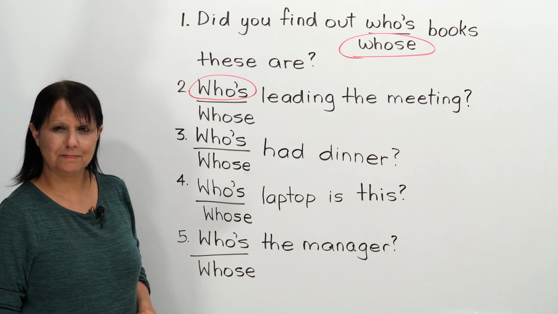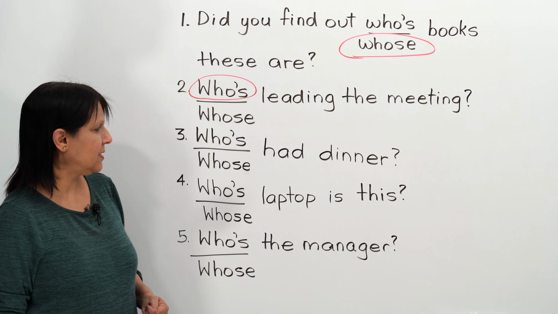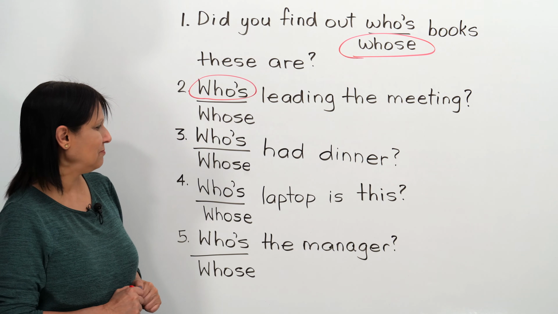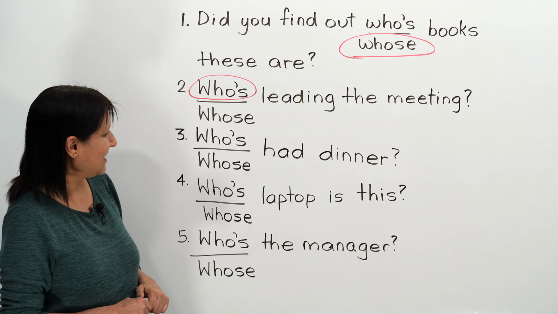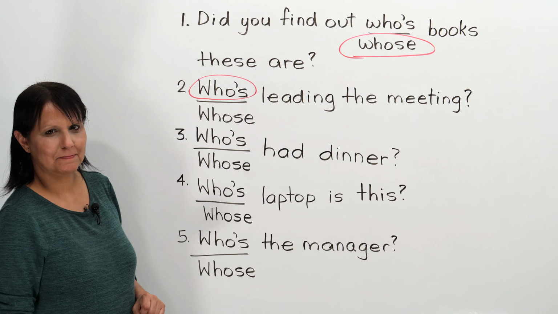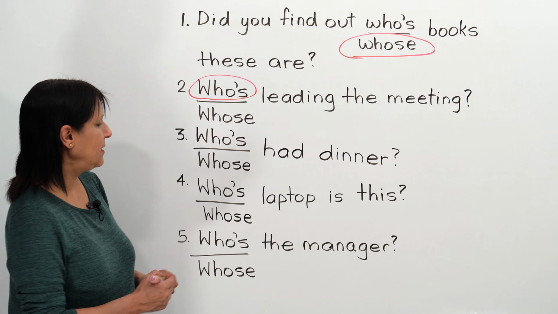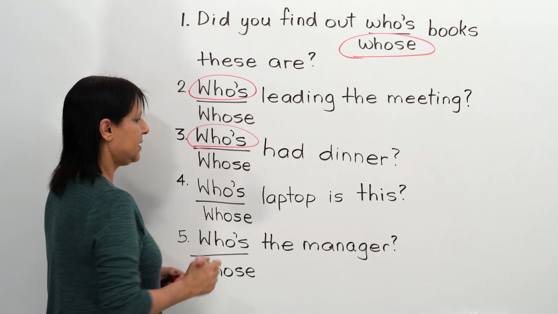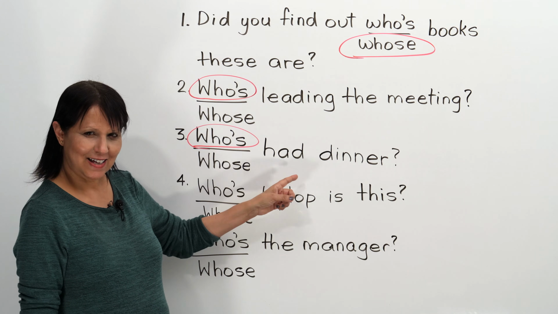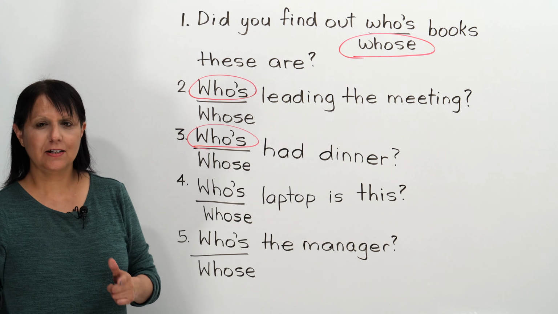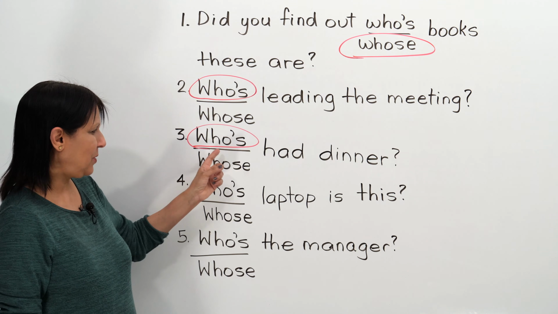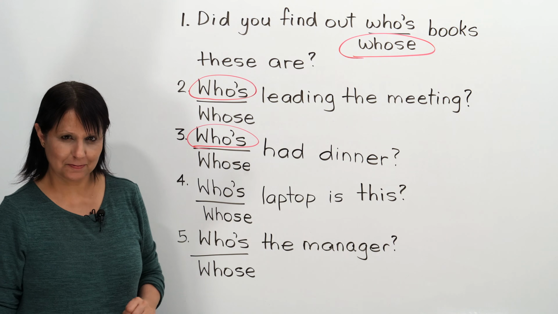Number 3. Who's had dinner? You want to order something, so you say, who's had dinner? You don't just say it, but you type it on your phone. All right? So what would you write there? This one or this one? So here it would be the first one, because here, what does it stand for? Who's? Who has had dinner? Remember I said this one can be who is or who has. So here it is who has had dinner.